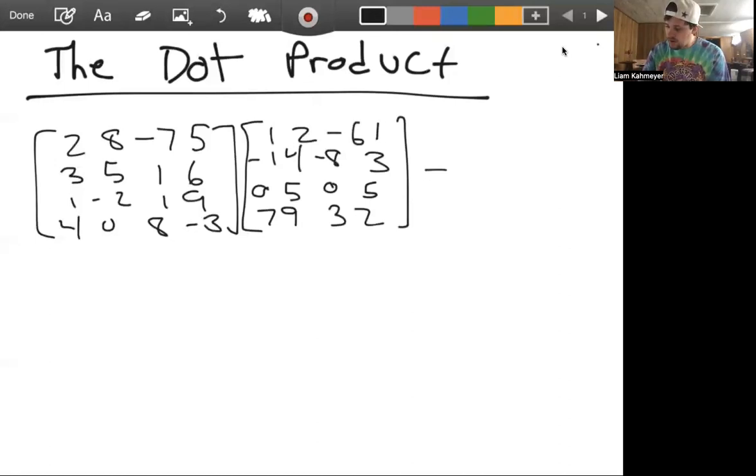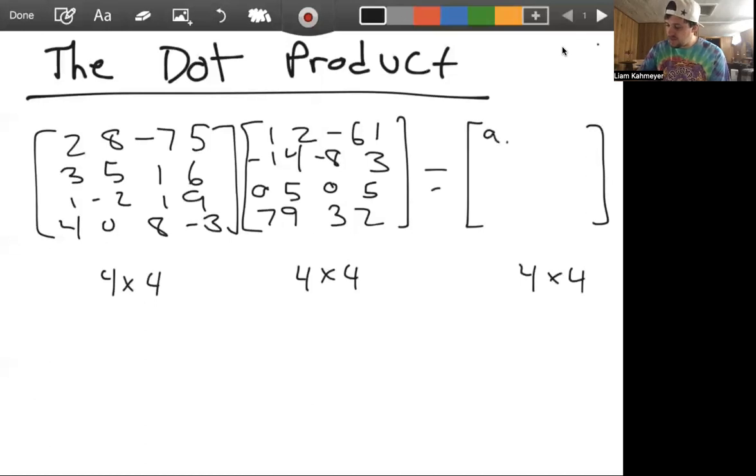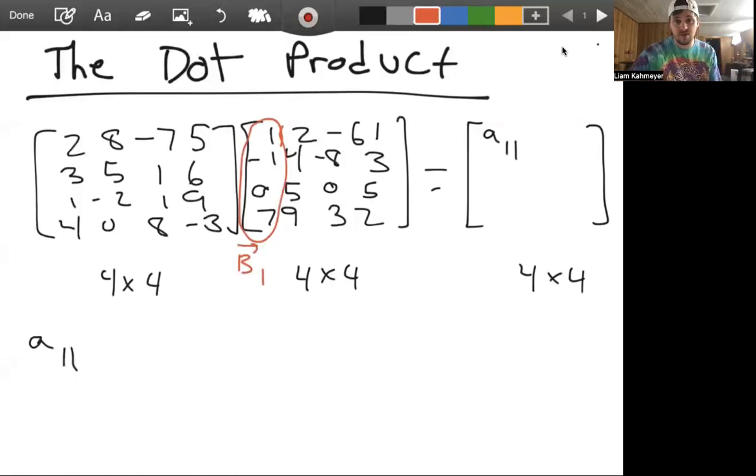And what were we doing, right? Well, we know this is a 4x4 times a 4x4. So the result is going to be a 4x4, right? And let's say the first entry in the first row and first column, let's call that A11. And how did we get A11? Well, we took the first column vector. Maybe let me call this B sub 1. This here will represent the first column vector, if this was matrix A times B, right? That's where B comes from.